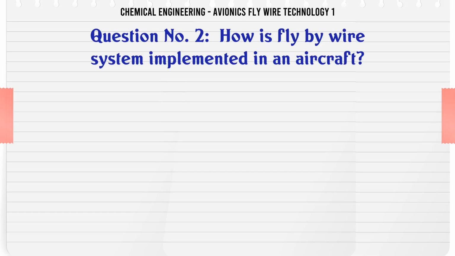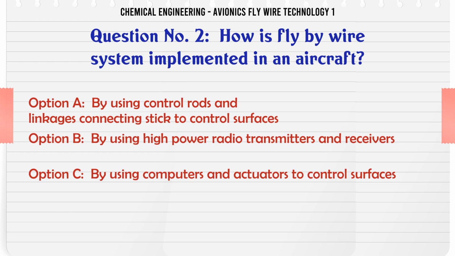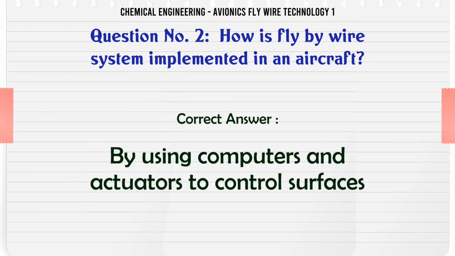How is fly-by-wire system implemented in an aircraft? A. By using control rods and linkages connecting stick to control surfaces. B. By using high-power radio transmitters and receivers. C. By using computers and actuators to control surfaces. D. Artificial intelligence. The correct answer is by using computers and actuators to control surfaces.